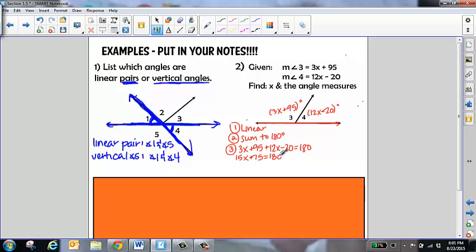equals 180. If we subtract 75 from 180, we get 105, which means then that x is going to equal 7. So x is going to equal 7. So we've got that, but then it also says to find the angle measures.